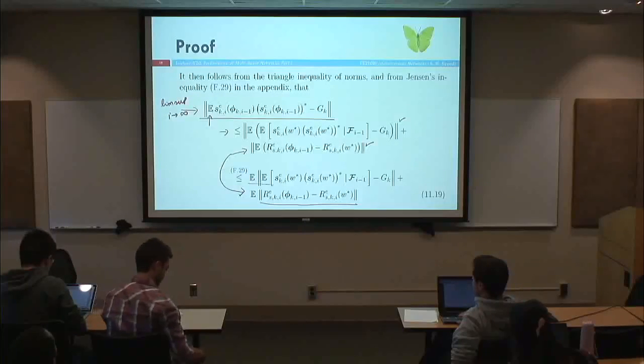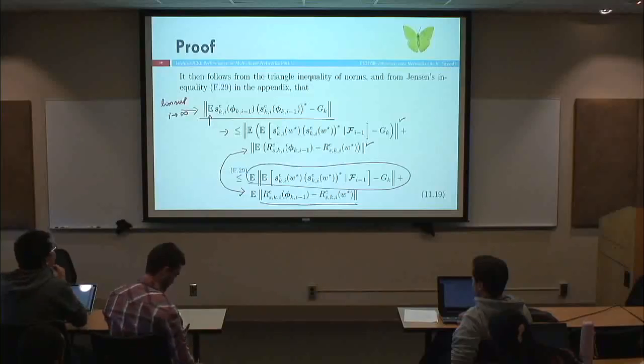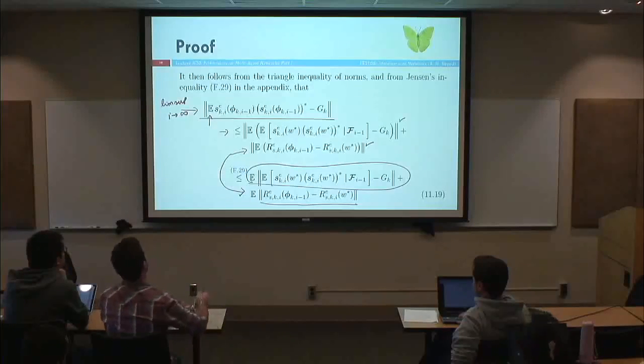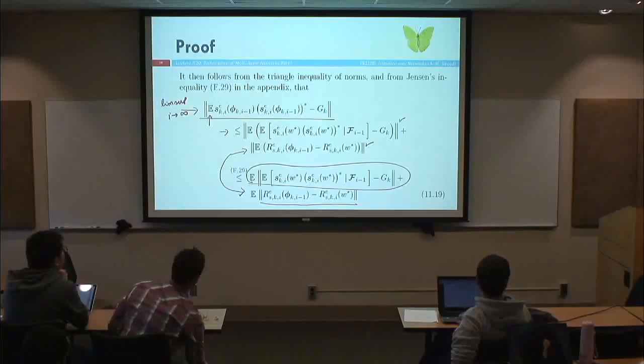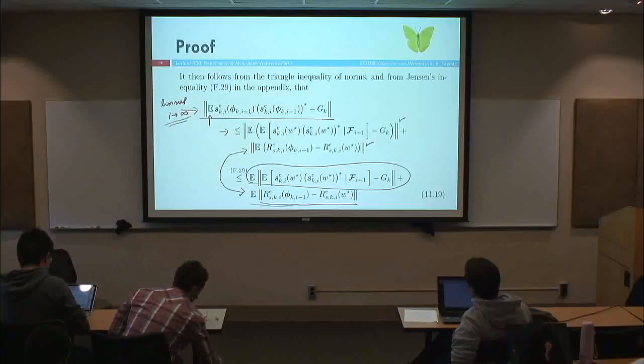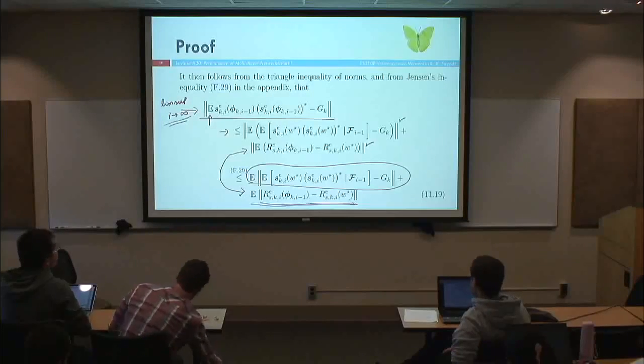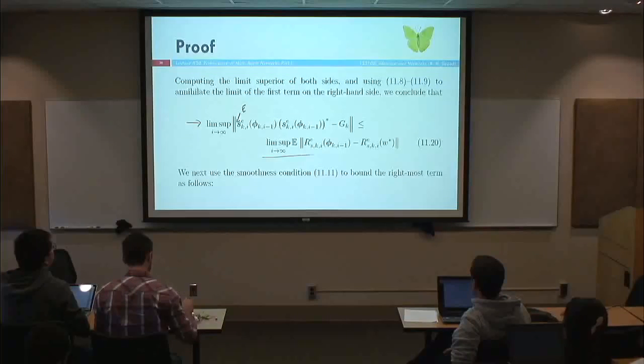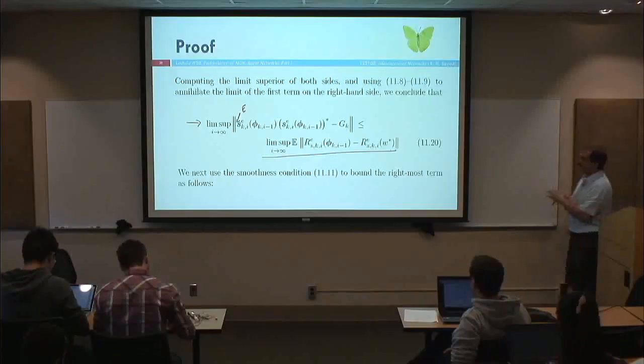What is this limit as i goes to infinity? 0, because by definition G is that limit, right? So I get that the lim sup of this is the limit of this as i goes to infinity, correct? Okay, so you get that. So far so good.